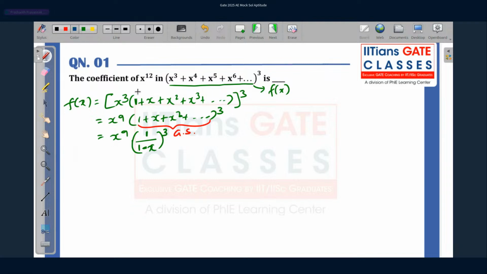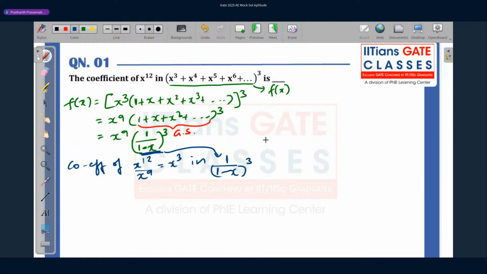Right? So we want the coefficient of x raised to 12 in f of x. That is equivalent to the coefficient of x raised to 12 by, I have x raised to 9 outside, right? So x cube in just this part, 1 over 1 minus x, the whole cube. Is this much clear to everyone? Guys, please respond.